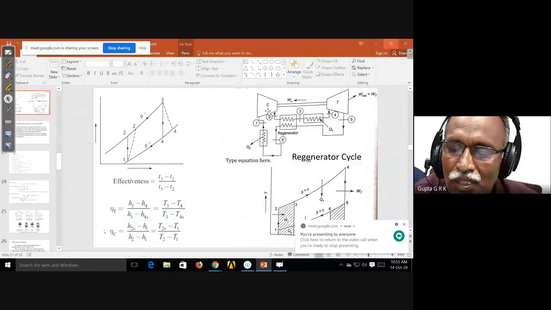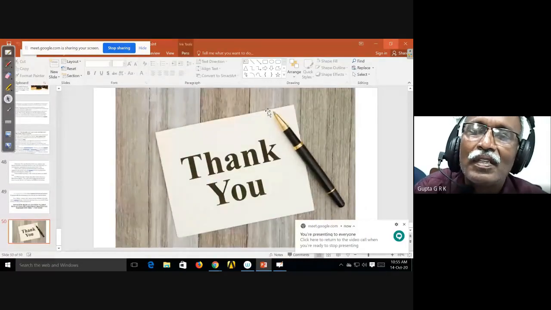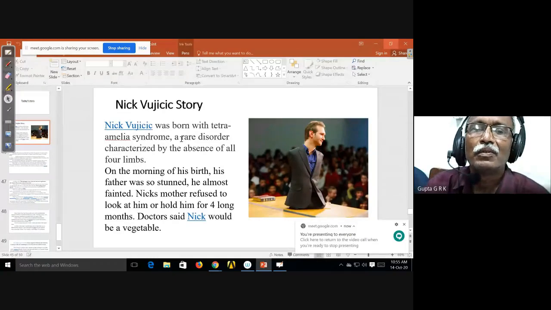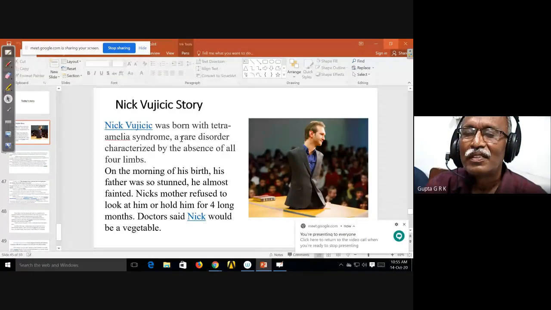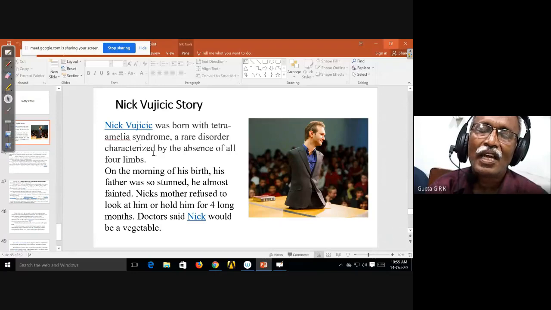Actually, this story nowadays, I think, is coming in a school book also. It is about one great fellow, one inspiring fellow. It is about this fellow, Nick Vujicic. A really inspiring personality. He was born with tetra-amelia syndrome, a rare disorder characterized by the absence of all four limbs, no legs, no hands.